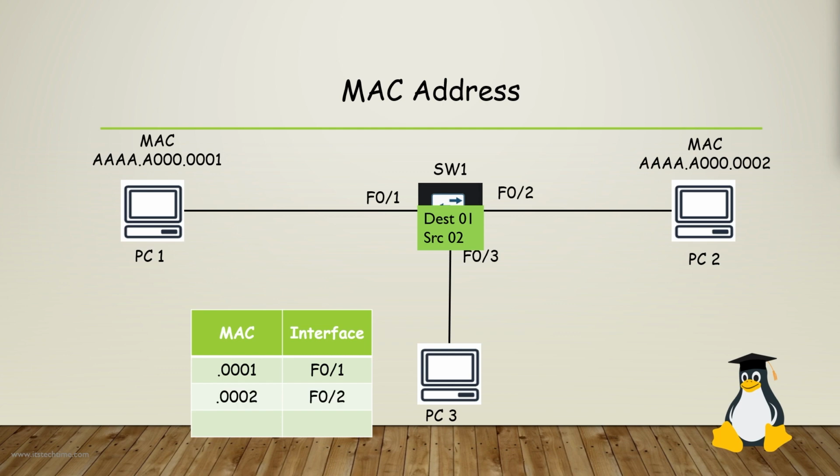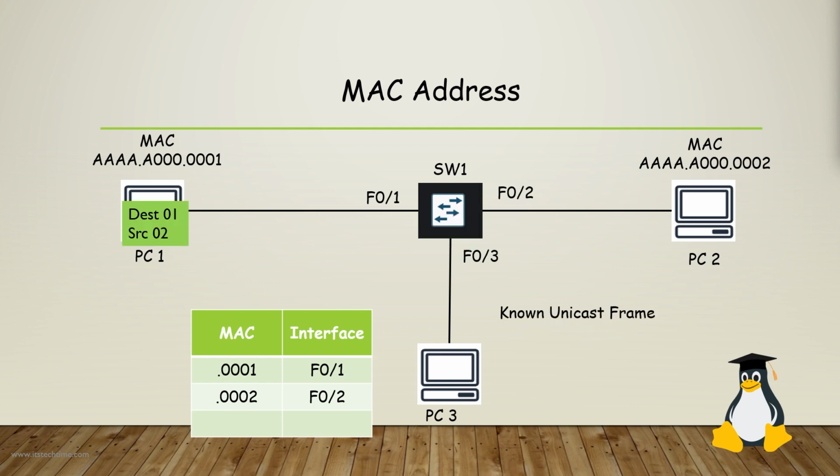So this time it's going to put the MAC address of PC2 in its MAC address table. It's going to put MAC address 02 on interface F02. And then it's going to look at the destination MAC address, and it's going to see that it already has the destination MAC address in its MAC address table. 01 is on interface F01. So switch 1 is going to send that packet out interface 1 to PC1.